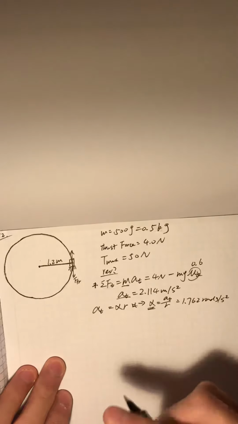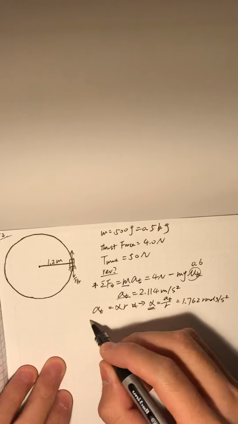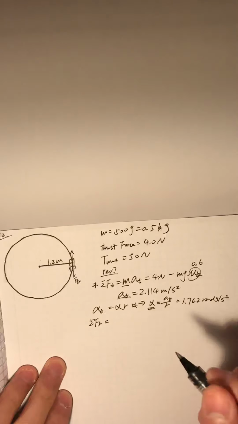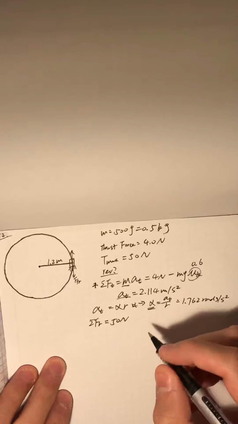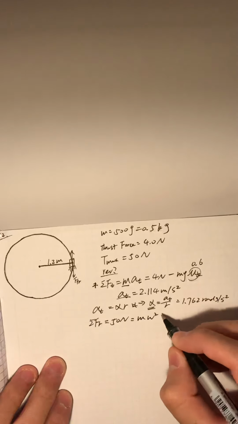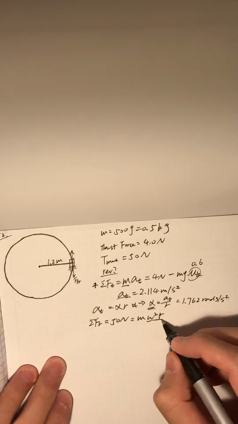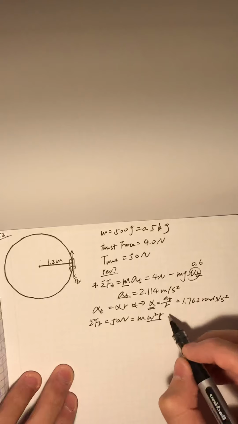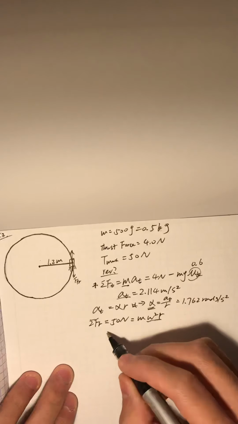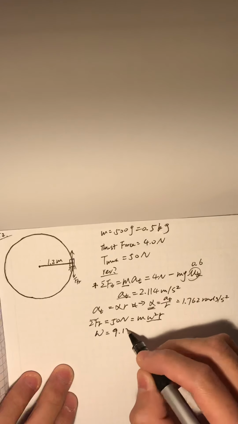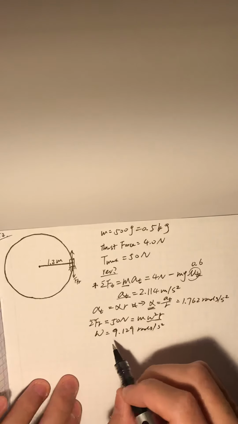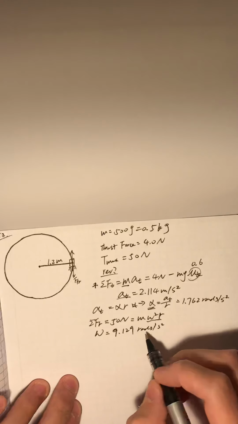So it's analyzed in the radial direction. In the radial direction, this one equals 50 newtons, the maximum, and equals m omega squared r. We know the 50 newtons, the radius, and the mass, so we can find the angular velocity, which equals 9. And this is the maximum angular velocity at 50 newtons.